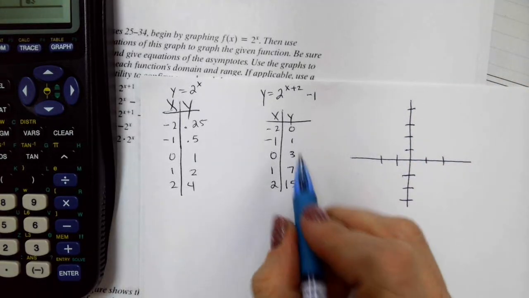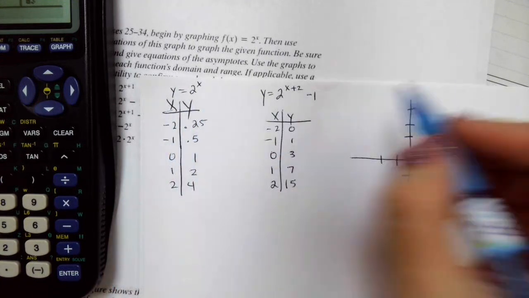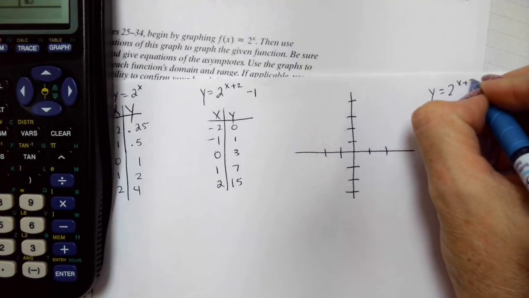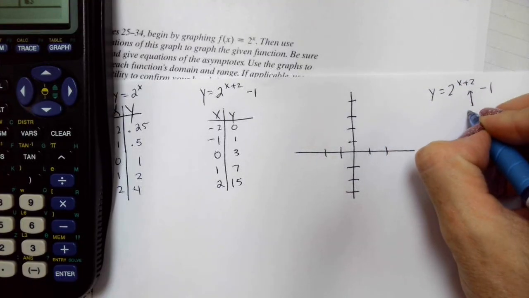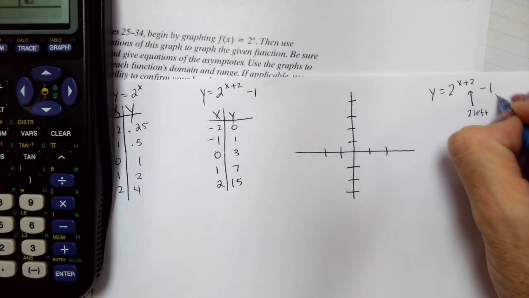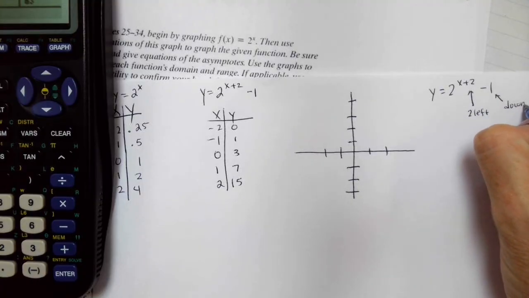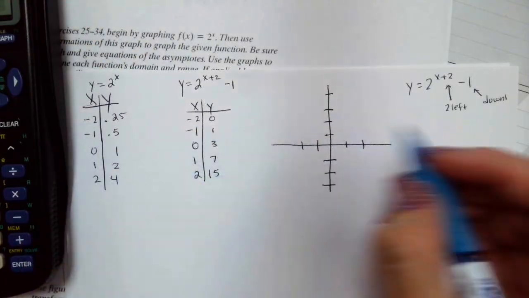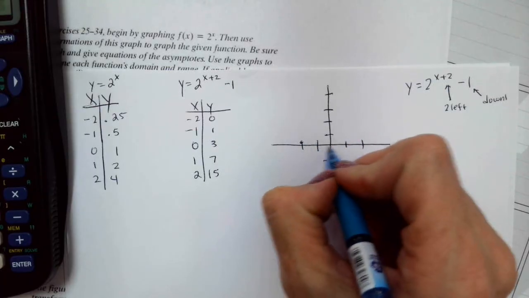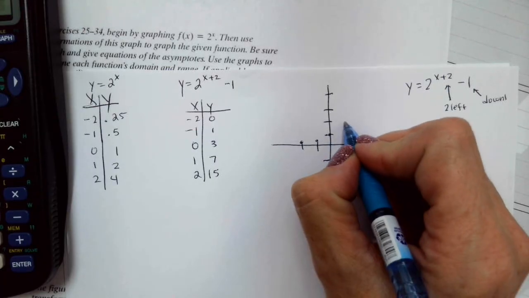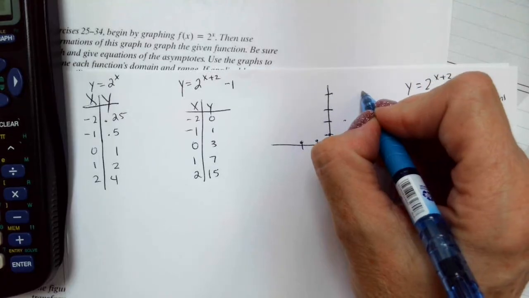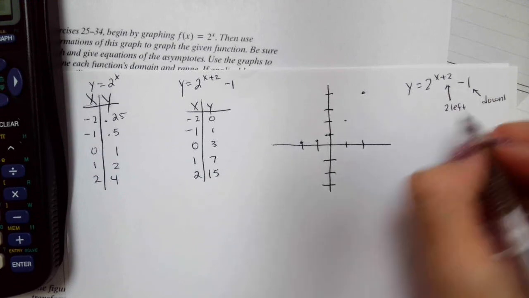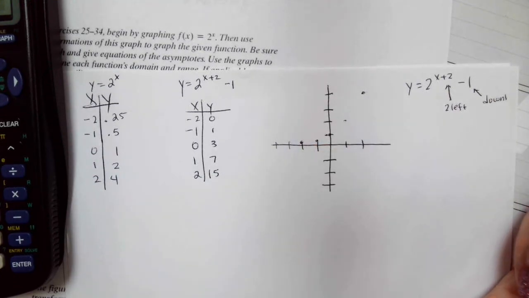Okay, so if I had gone with this one, and then I just saw that the y equals 2 to the x plus 2 minus 1, this plus 2 here tells me I'm going 2 to the left. And this minus 1 tells me I'm going down 1. So I can plot the parent function points, 1, 2, 3, 4. So these would be my parent functions. And then I can shift everything 2 to the left and then 1 down.